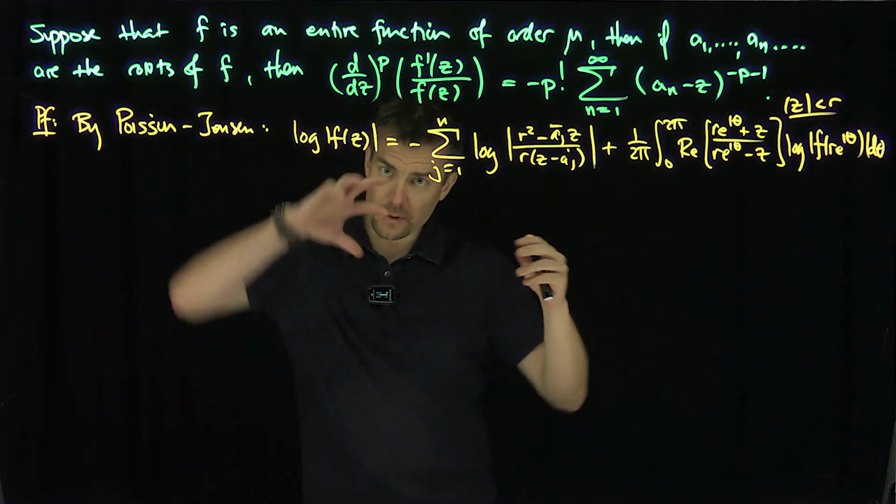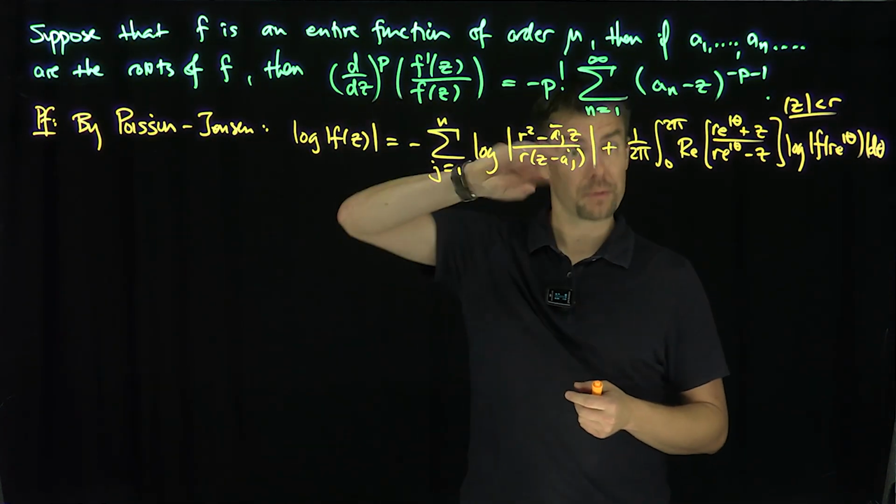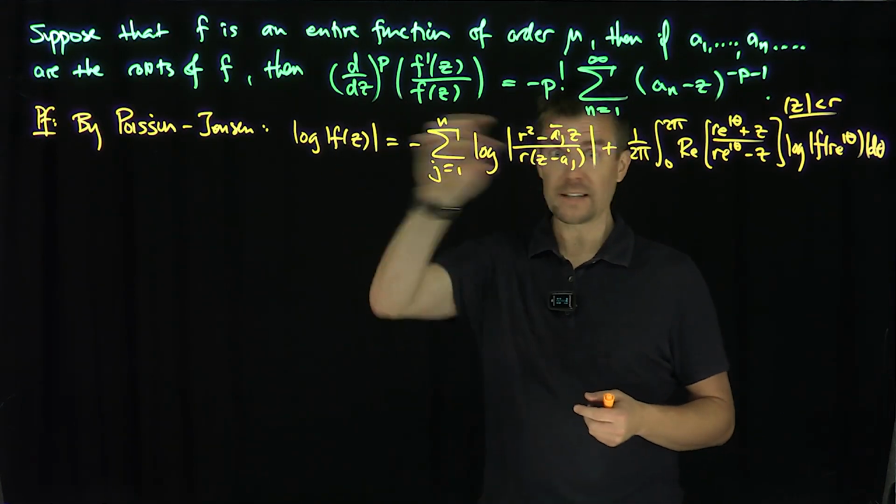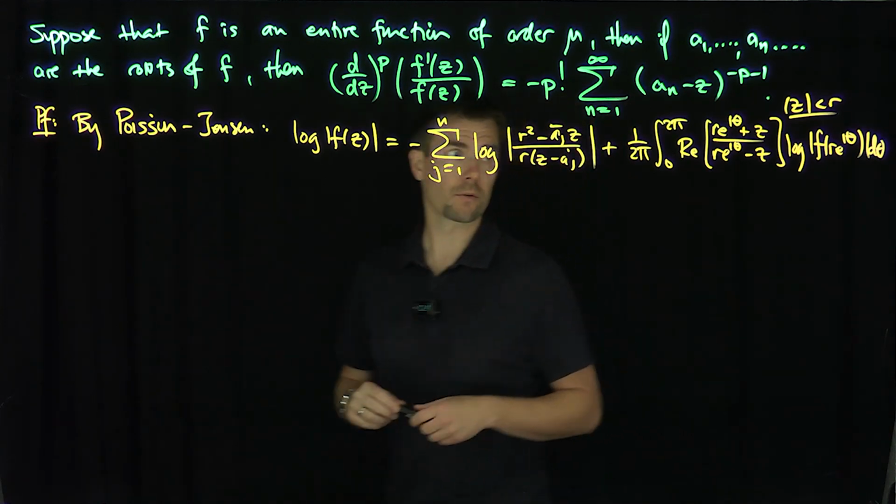It's basically just the Poisson formula. I just put in a Blaschke factor. This is a Blaschke factor, right? Put the Blaschke factor in there to move z to 0, right? So that's true for any z in this disk over here.